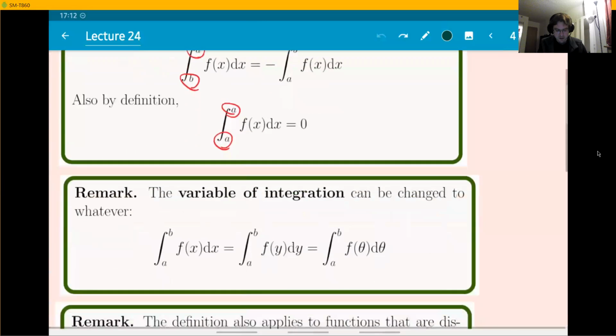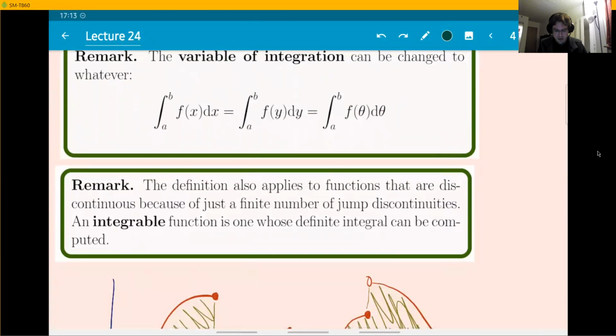Another remark, just like the indefinite integrals, this variable of integration, x in this case, can be changed to whatever. You can change that to any variable that's not being used, like y or theta, that represents the same number. You do need to always have this d of the variable in the end. It's part of the symbol. It's just there.